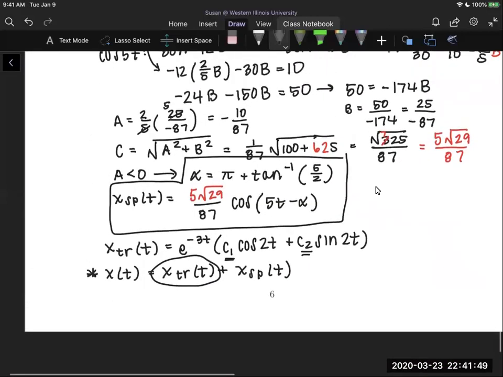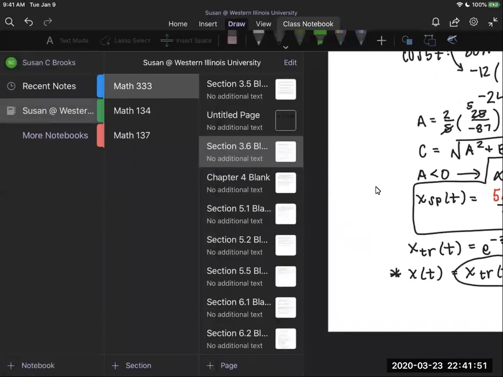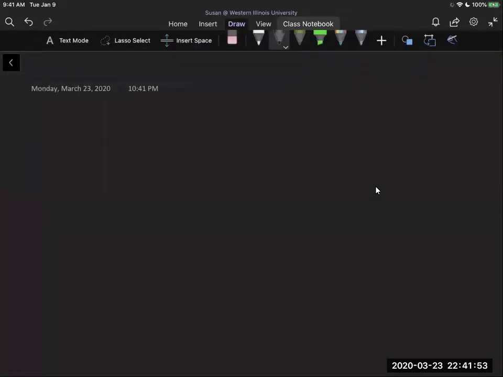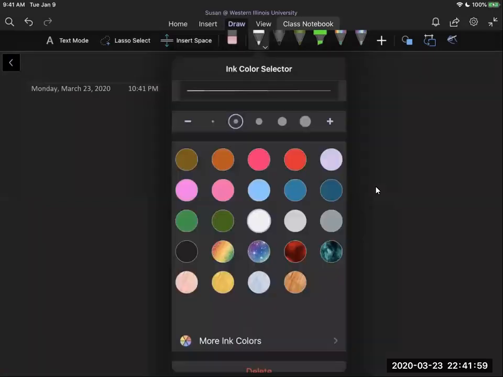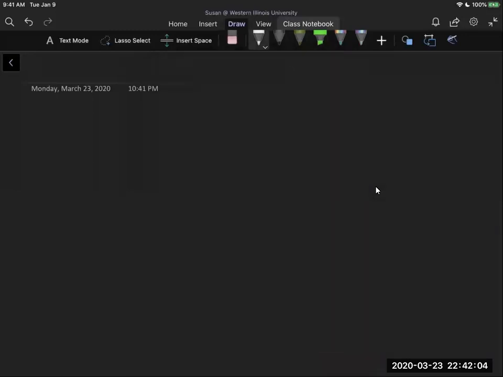So what I'm going to do is open up a new blank page here. And let me write out what I need. I'm not sure how to change this back to white, so I guess we're going to work with black here.